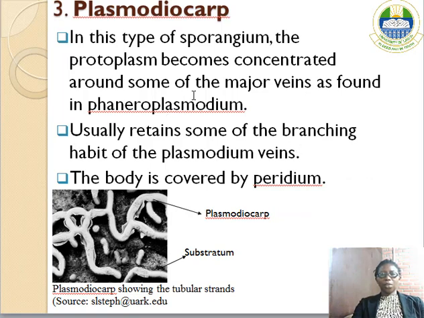Then the other type is the plasmodiocarp. The plasmodiocarp usually develops around the veins of the fungus that produces this type of sporangium. Just as you have on the screen, you see the plasmodiocarp being produced inside the vein, and it is inside this structure that you have the spores developing. Usually the body of the plasmodiocarp is covered by a structure known as the peridium.